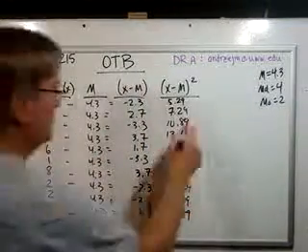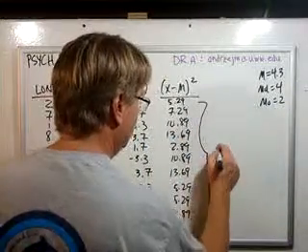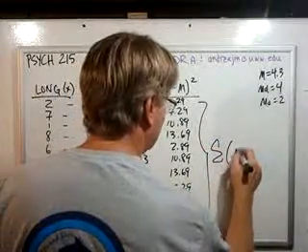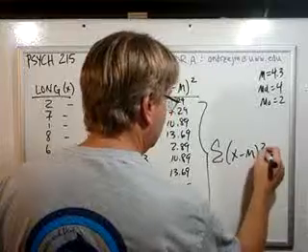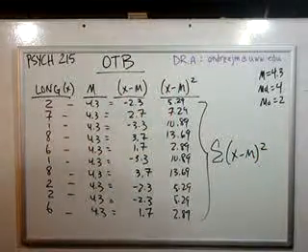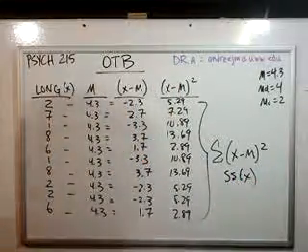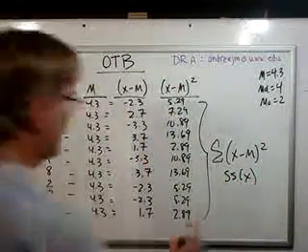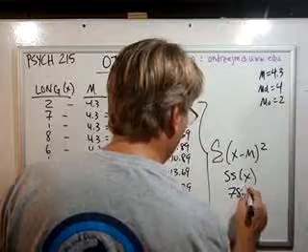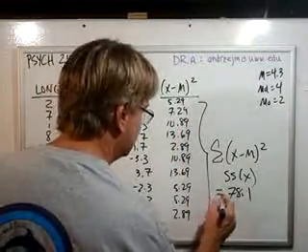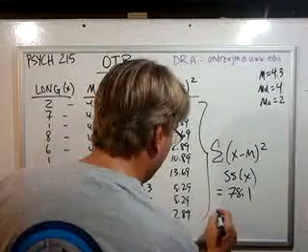Now, if I sum all of these up, that's the sum of these squared deviations of a set of scores from its mean. We also know this as the sum of squares, just so we're all on the same page. And if we add up all of those, we get 78.1. Okay, these equal 78.1.